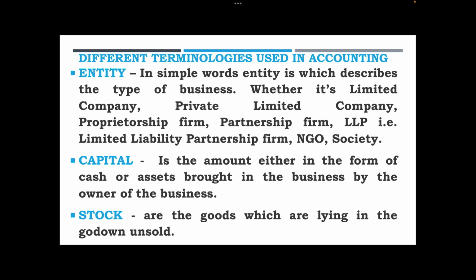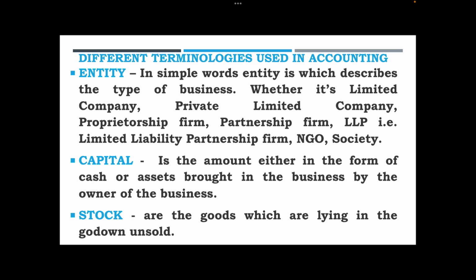Now we have learned the type of the business. The next what comes, that is the capital. Capital is the amount either in the form of cash or assets brought in by the business owner. So the owner, if he gets some assets or cash, so that will be called as the capital of the business. Now stocks are the goods which are lying unsold in your godown.